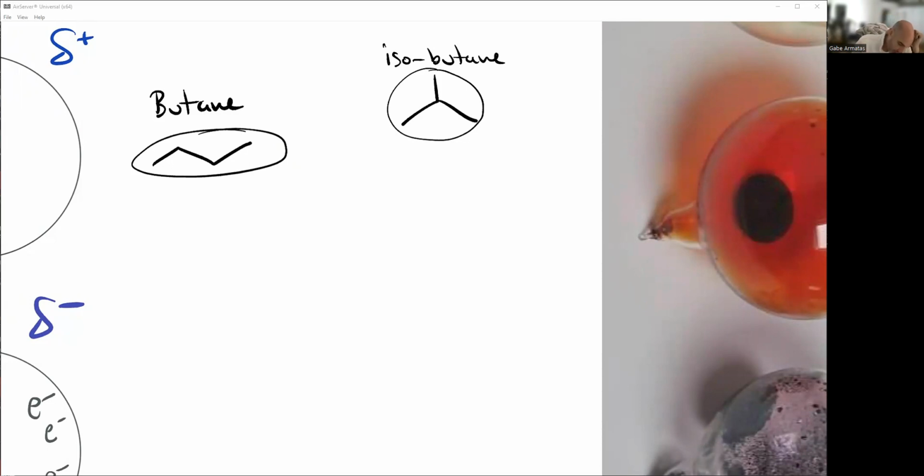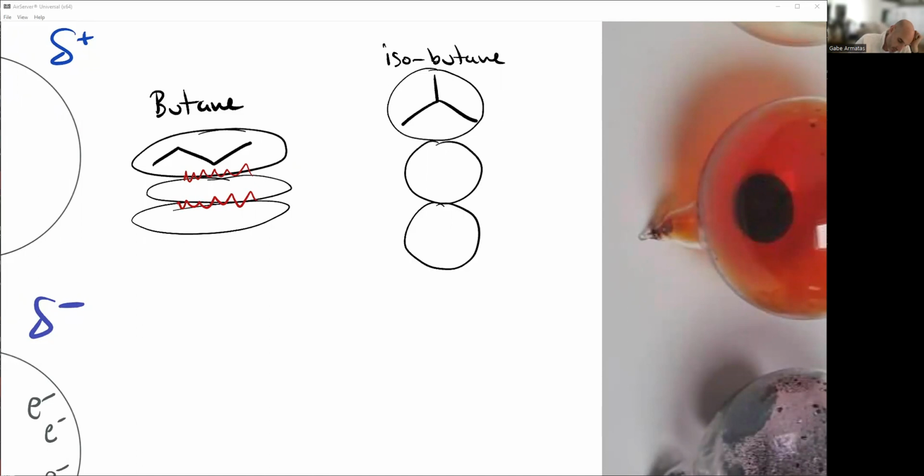If I line a bunch of butanes next to this, they're going to line up like this, and we're going to have these interactions here. We're going to have these interactions here. With the isobutane, we're going to do the same exact thing. The neighboring isobutanes creating interactions would look something like this. But now the interaction is quite a bit reduced because there's less contact, there's less surface area for those things. Okay. And this shakes out.